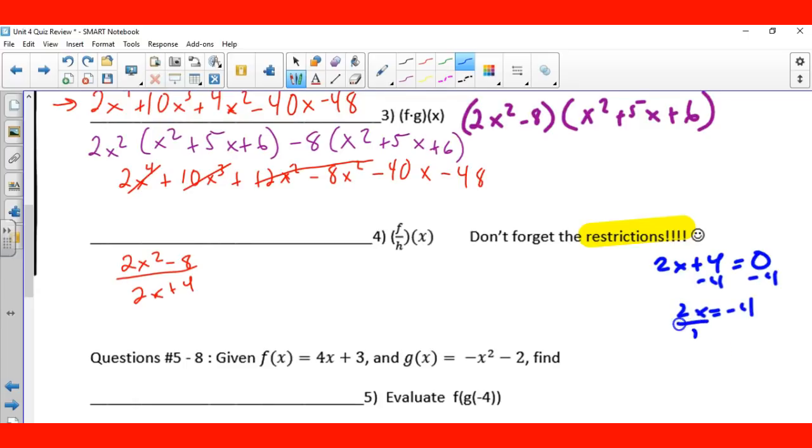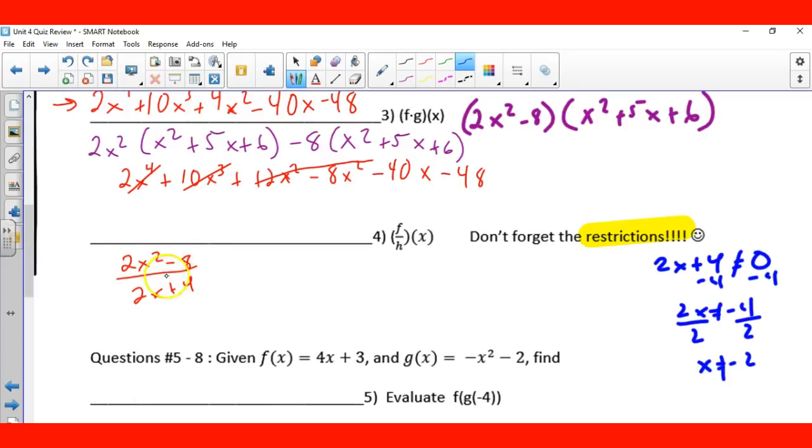Alright, and then divide by 2. So you have x equals -2. That's the restriction. Actually, you know what? I'm going to set all these not equal to. Sorry about that. Set it not equal to 0 and solve it. So when you set it not equal to 0, x cannot be -2. Because remember, if I put -2 here, 2 times -2 is -4. -4 plus 4 is 0. So you can't have 0 in the denominator. That's undefined.